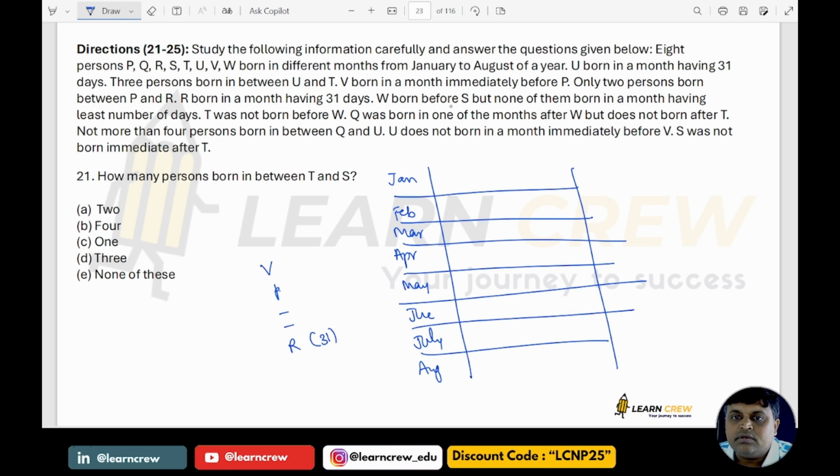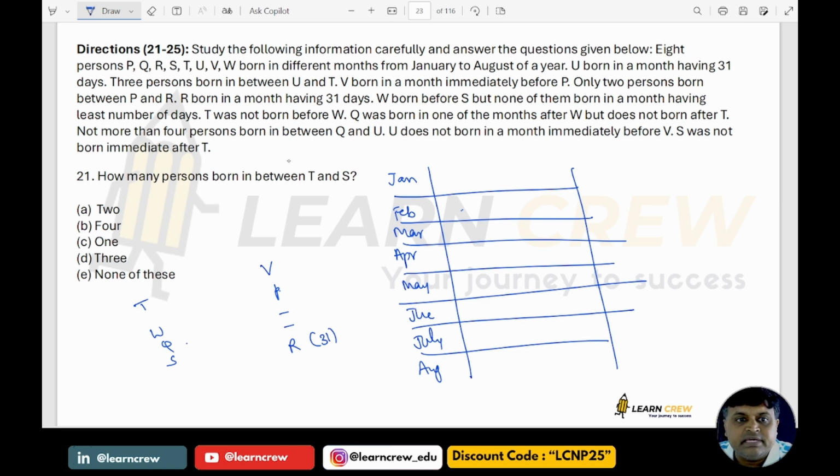W born before S. W is before S. But none of them is born in a month having the least number of days. So this is not W, this is not S. T was born before W. Q was born in a month after W. So Q was born after W.